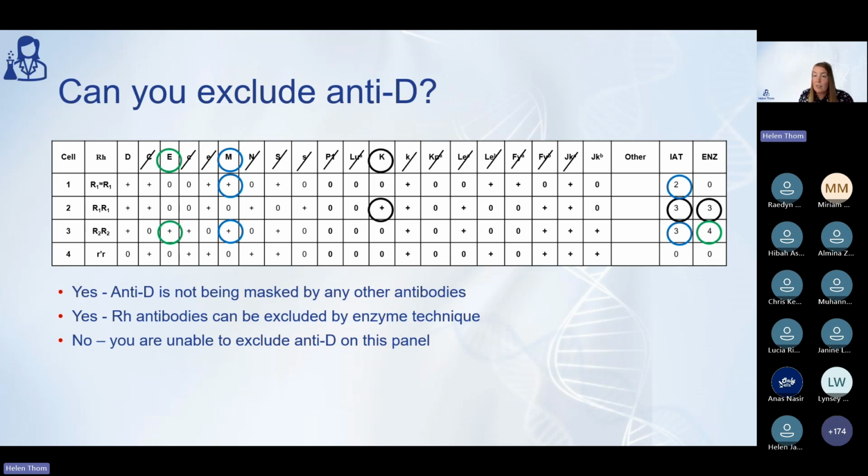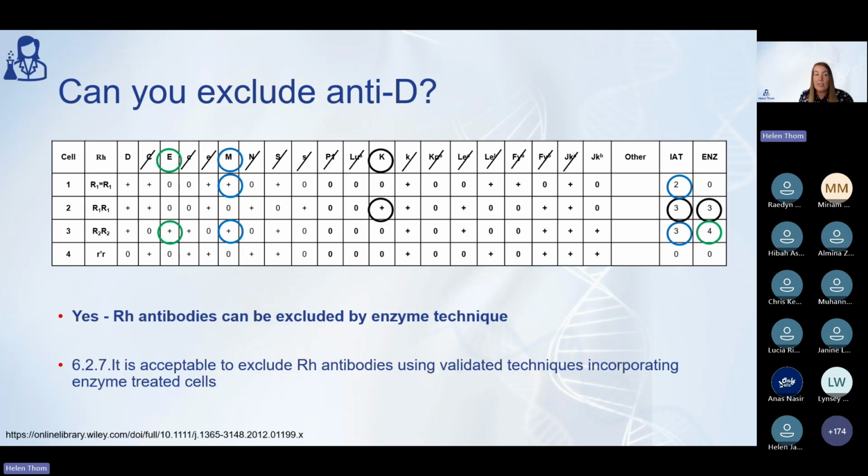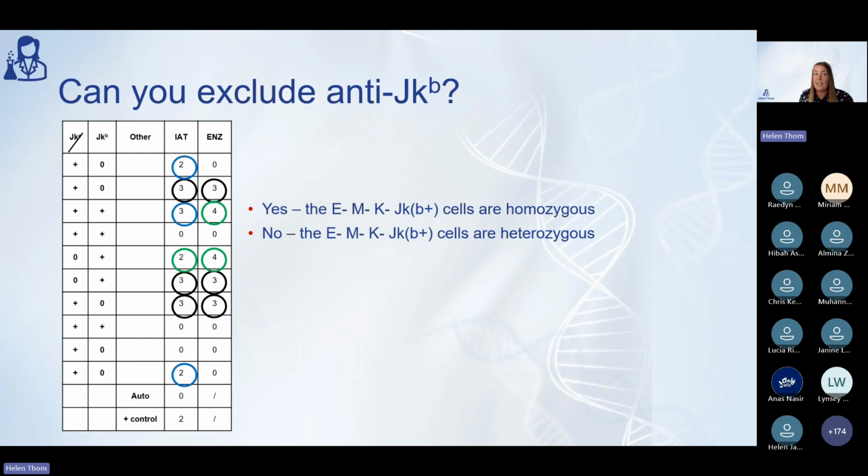But nobody expects you to know this off by heart. When you're learning how to do things, you would use your guidelines and talk to your colleagues. So in this case, you can exclude your Rh antibodies by enzyme, and this is lifted from the BSH guidelines: it's acceptable to exclude Rh antibodies using validated techniques incorporating enzyme-treated cells. So you can in that case.